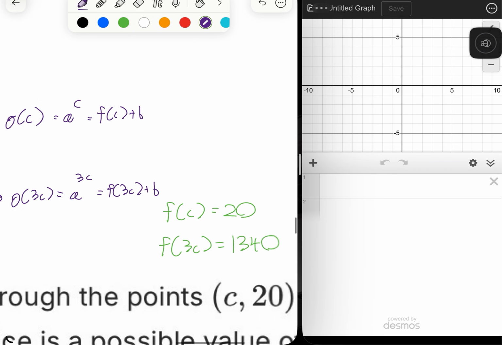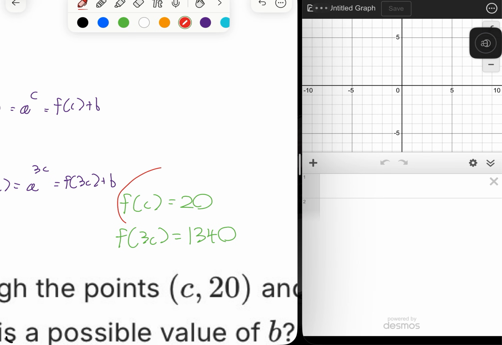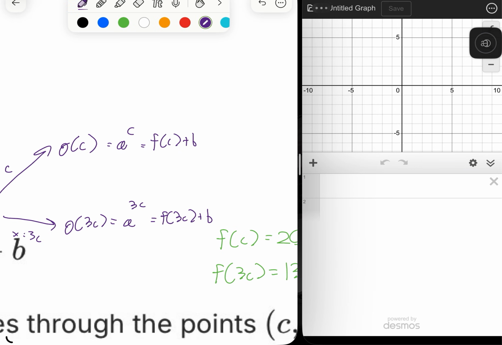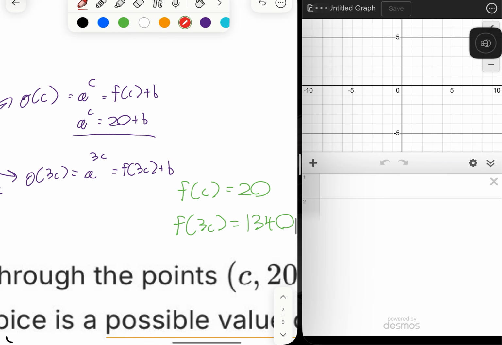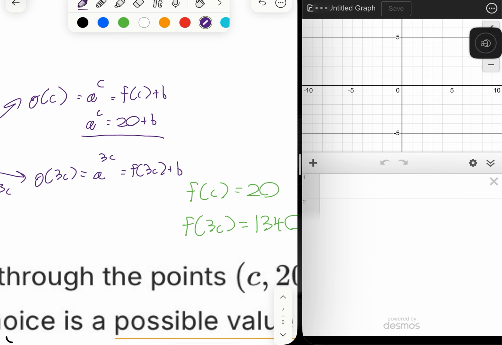Now, what's the next step? Well, let's replace the values, right? So f of c equals 20. So here we have a to the c equals 20 plus b. And then we have f of 3c equals 1340. So we have a to the 3c equals 1340 plus b, right? So that's kind of the two equations we get out of this.